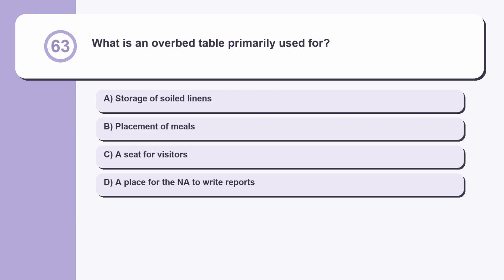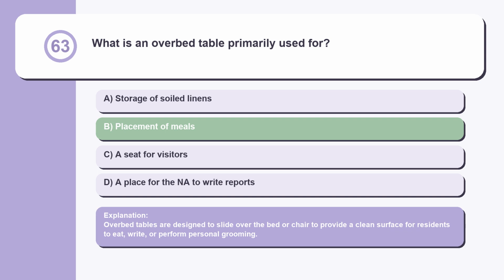Question 63. What is an overbed table primarily used for? Storage of soiled linens, placement of meals, a seat for visitors, a place for the NA to write reports. Overbed tables are designed to slide over the bed or chair to provide a clean surface for residents to eat, write, or perform personal grooming.